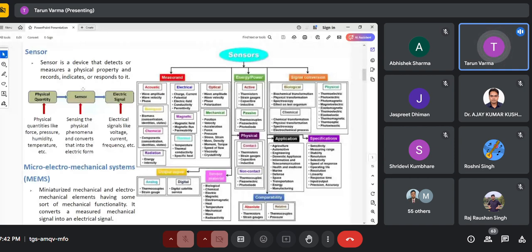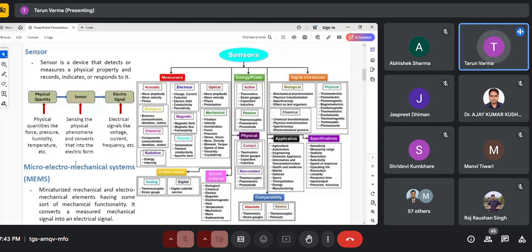The physical quantities may be force, pressure, humidity, temperature, etc. These have to be sensed, and this sensing is done using microsensors, or nano sensors, basically sensing the physical phenomena and then converting that into an electric form. The electric form is basically voltage, current, frequency, etc. So these MEMS are basically miniature mechanical and electrical functionality devices. It converts a measured mechanical signal into an electrical signal.